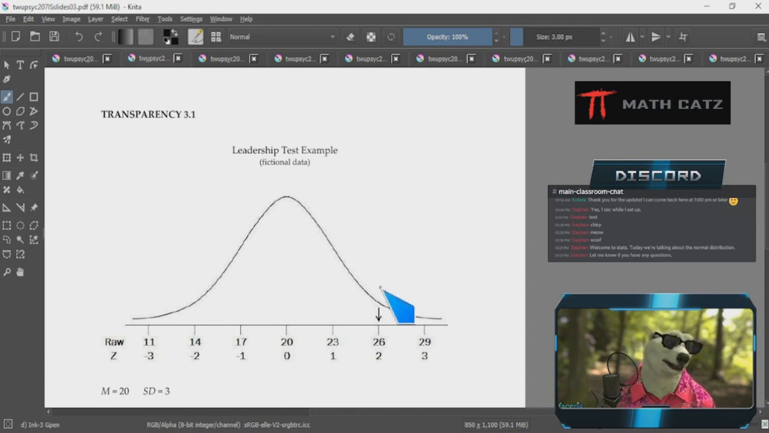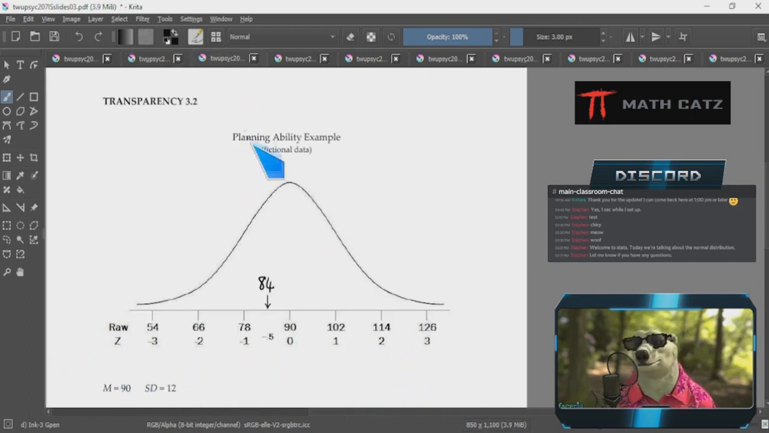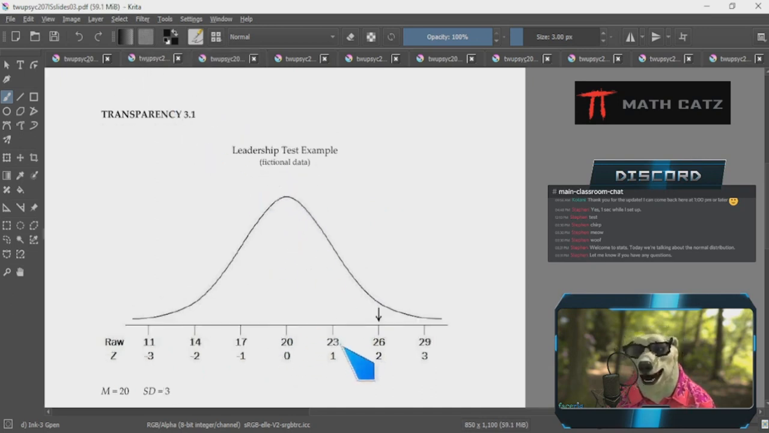And we can say the person here sits at a z-score of 2, whereas in the planning ability example, they sit at a z-score of -0.5. So they were much closer to the average in planning ability and much higher than the average in leadership ability.